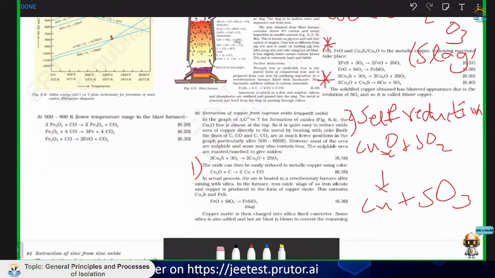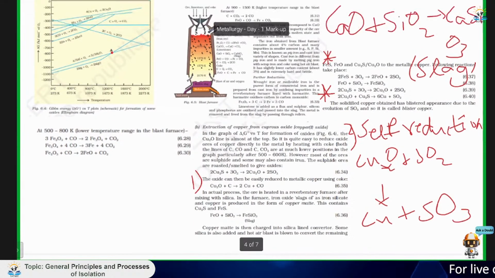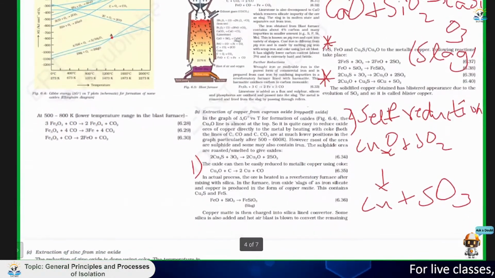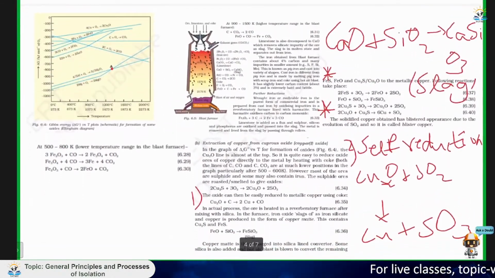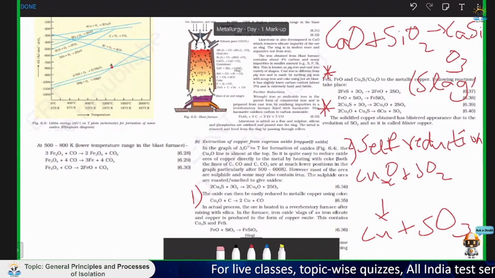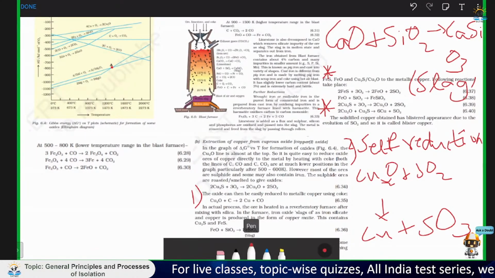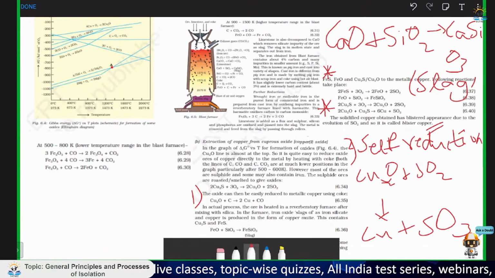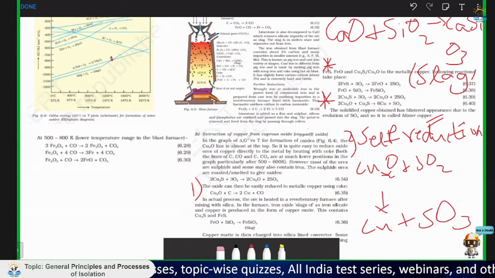Copper matte is then charged into a silica-lined converter. Basically, after the reverberatory furnace, self reduction. Some silica is added and hot air is blown. The hot air blast converts the remaining FeS, FeO, Cu2S to metallic copper. The following reactions take place. Here your crude metal is named blister copper because of its blistered appearance. There it was pig iron, here it is blister copper.